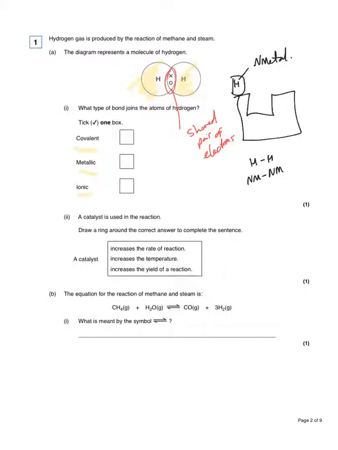This is the definition of a covalent bond. If they share a pair of electrons, one's a non-metal, the other's a non-metal, it must be covalent. It's not ionic because I've not made any ions. I've got no positive charges or negative charges. And it's not metallic because hydrogen's just not a metal.